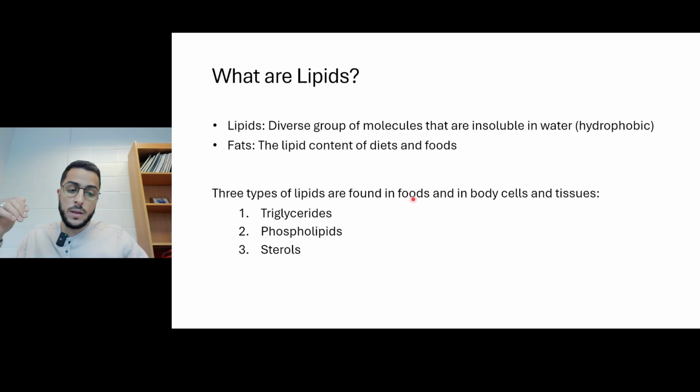And there's basically three categories that we are interested in this course, although there are many variations of lipids that you can find in nature. The ones that are found in our bodies and tissues and in the foods that we eat are triglycerides, phospholipids, and sterols. Okay, and I'll be going over each category, talking about their shape, geometry, composition, and things of the sort.